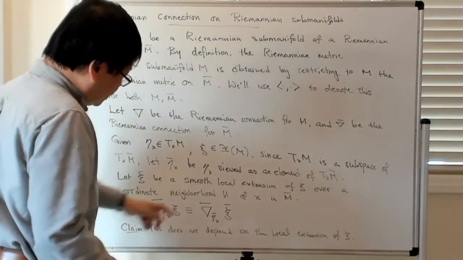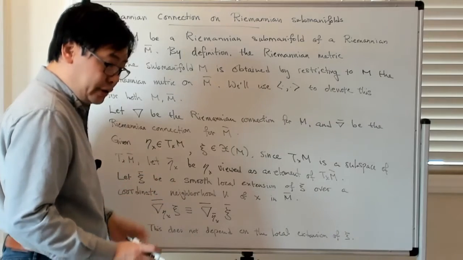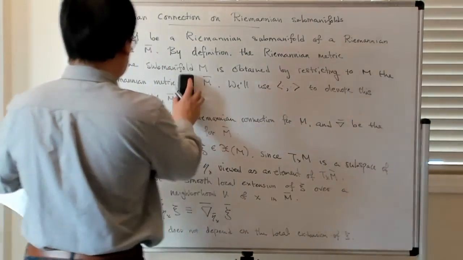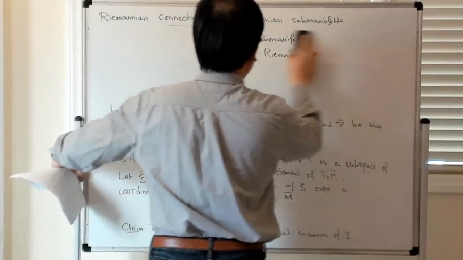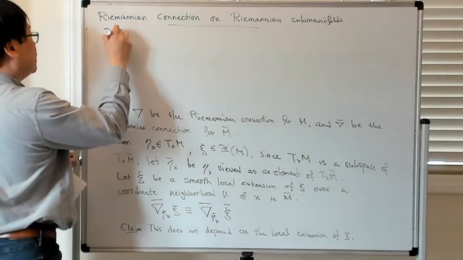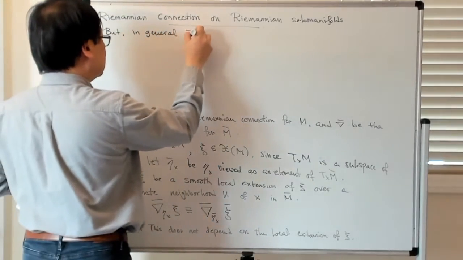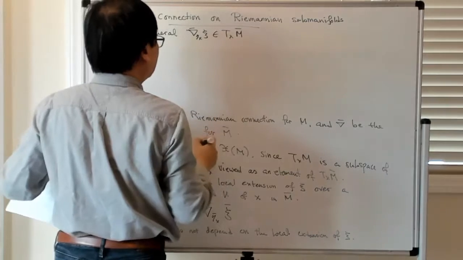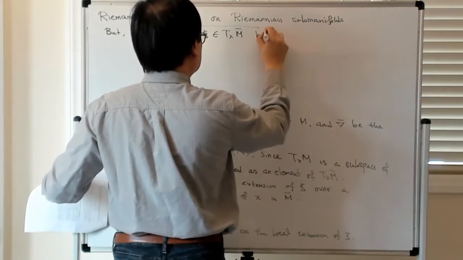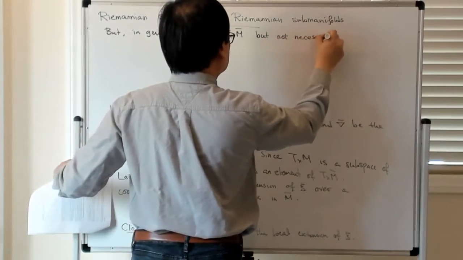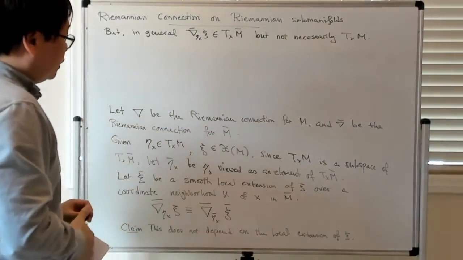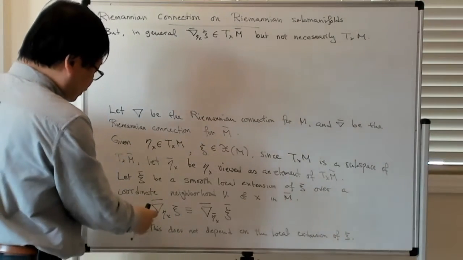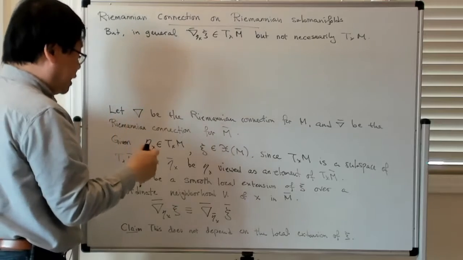But in general, the problem is that this is only an element of the tangent space to M bar, and it's not necessarily an element of the tangent space to M. So in general, nabla bar of this is an element of the tangent space at x of M bar, but not necessarily an element of the tangent space to M. So you need something which is an element of the tangent space to M and not just the tangent space to M bar for this to then give you a Riemannian connection on M.